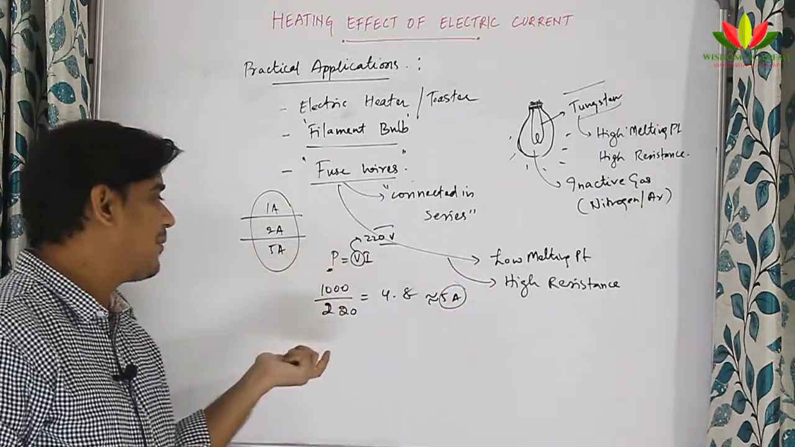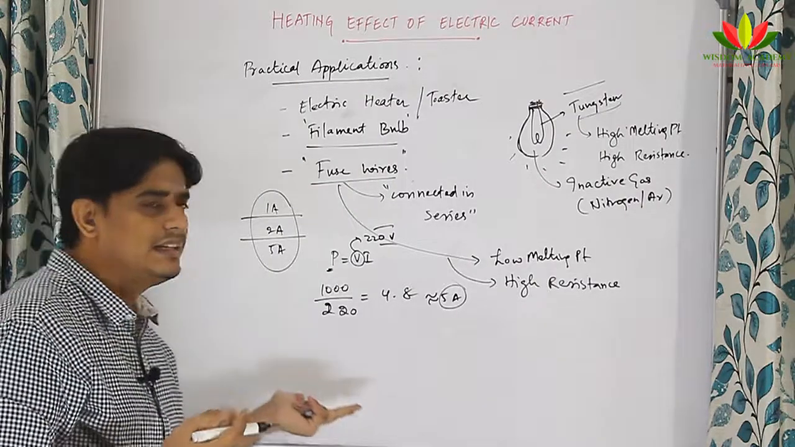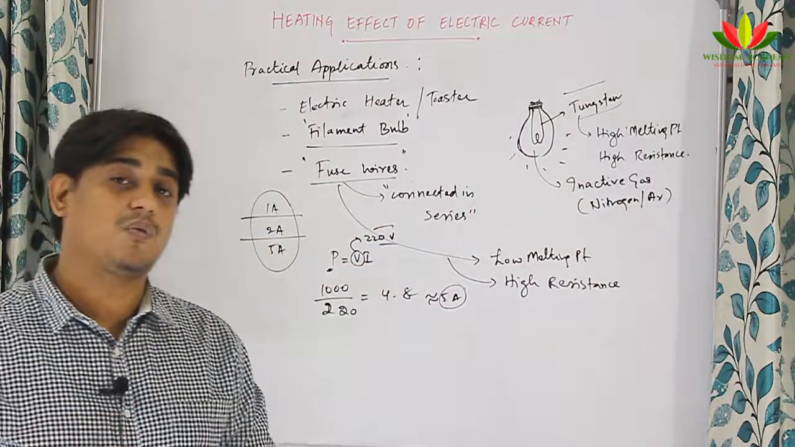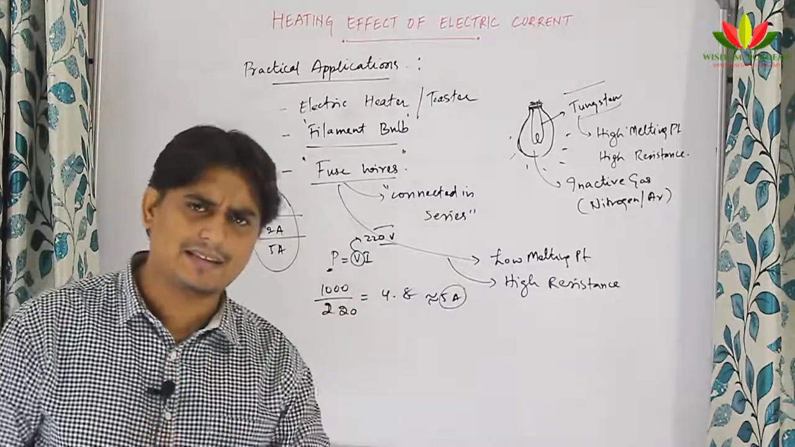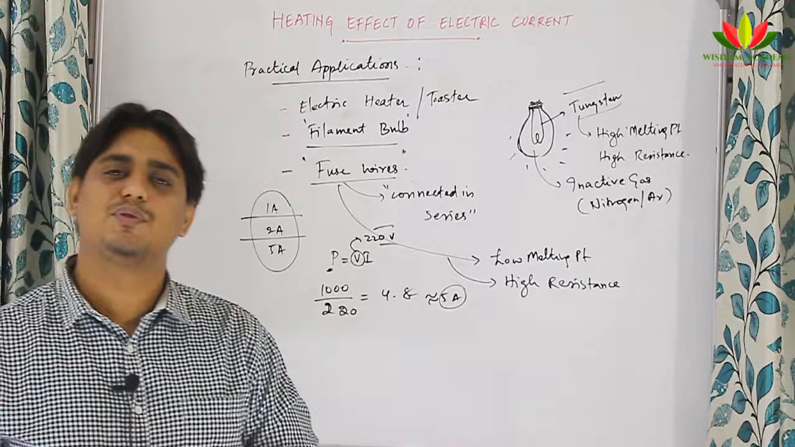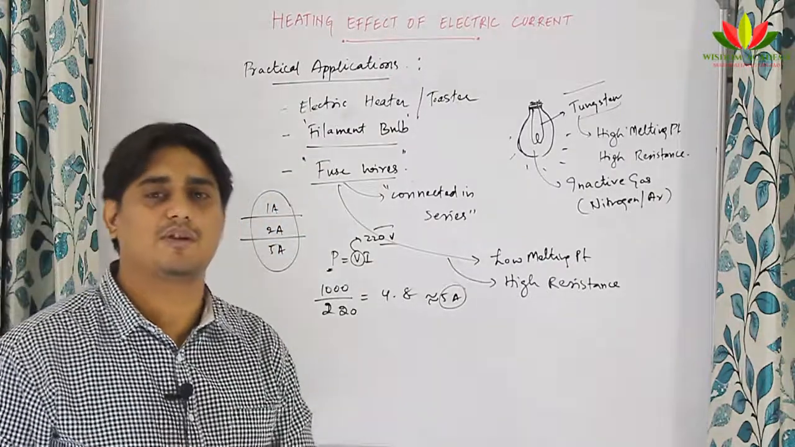Suppose we have an appliance which has only 100 watt. So, 100 divided by 220 will give you some point something, so 1 ampere is enough there. Based upon what devices you are using, the fuse rating is decided. If you are using heavy appliances, then the fuse rating will be higher. If you are using light appliances, then the fuse rating will be lower. These are some of the practical applications of heating effect of electric current.